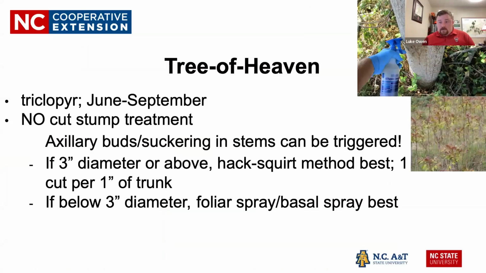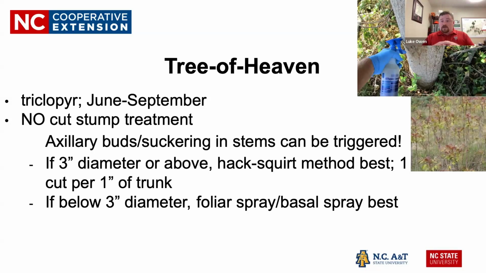But importantly, we do not want to do cut stump treatment, or cutting it off at the base and then painting herbicide. Tree of Heaven has what we call axillary buds located in the trunk itself. So when we cut the trunk off, we stimulate all of these buds to come up from both the root tissue and the stumps. You can see here a picture on the right of a bunch of seedlings coming up of Tree of Heaven as a result of cutting off the trunk. So we want to minimize that by really using 2 different methods.